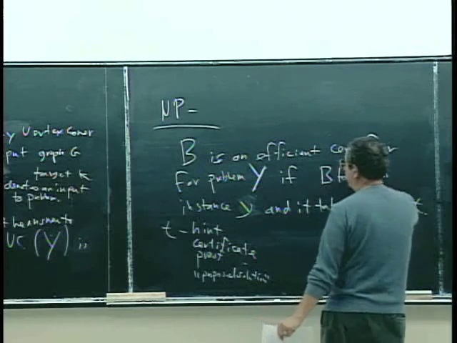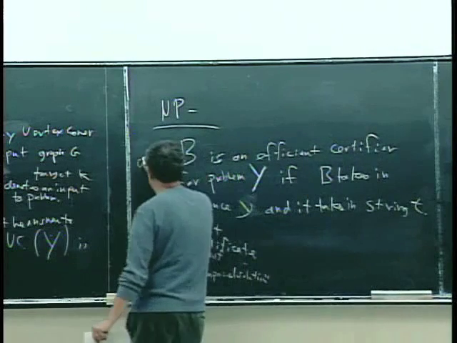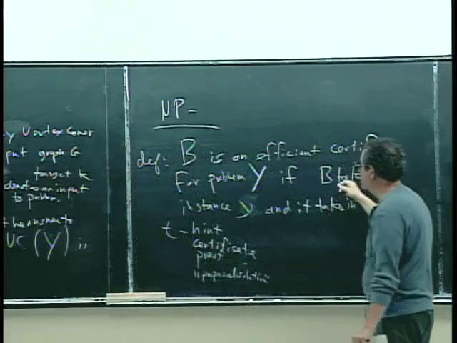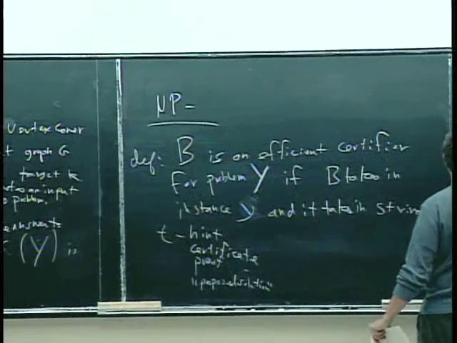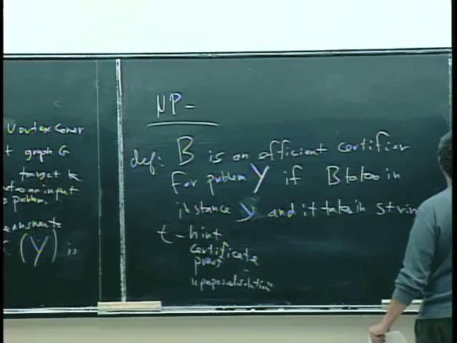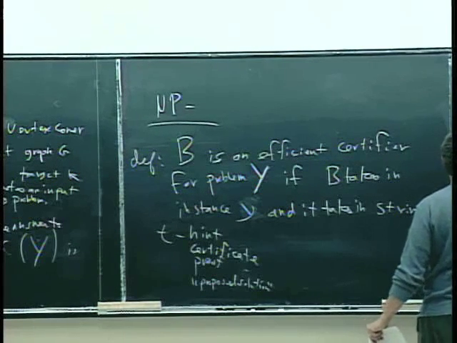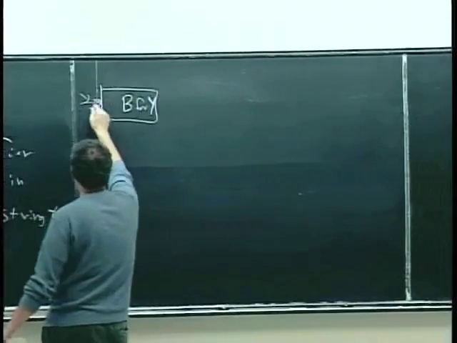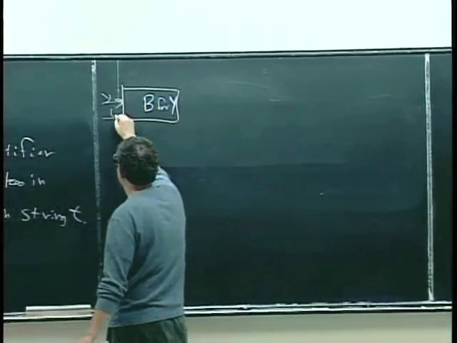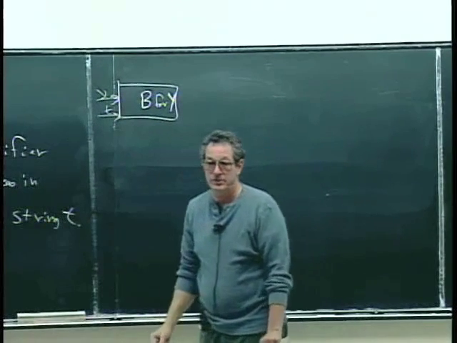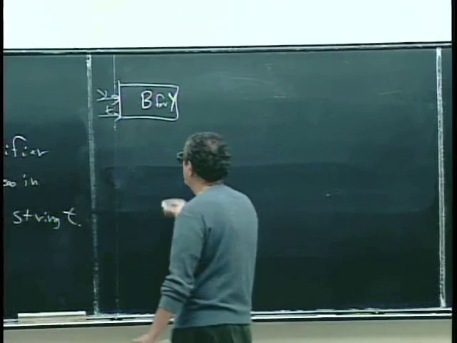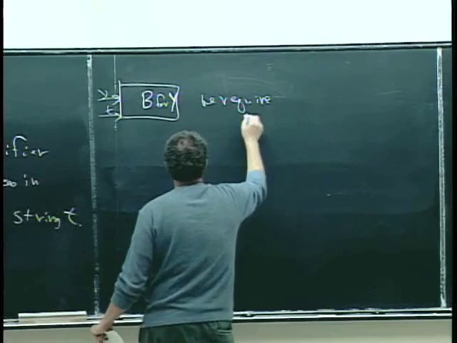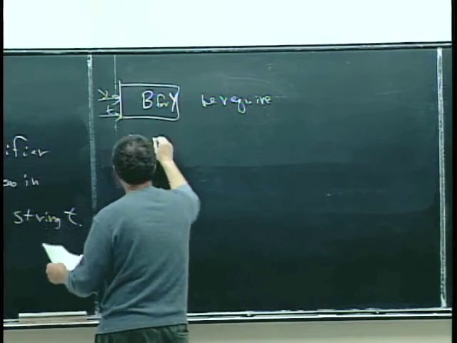Okay, so we're still defining what it means to be an efficient certifier. So what we know is what comes into it. Here's B, and this is B for problem Y. So in comes instances of problem Y, and also this extra information, this extra string. And then what we require of B are several things.